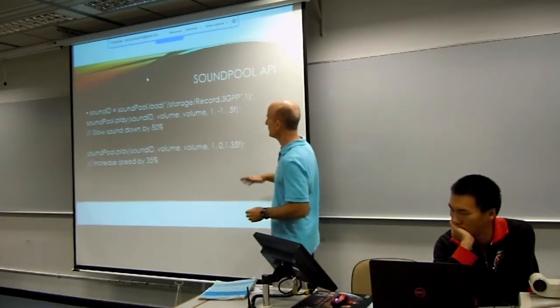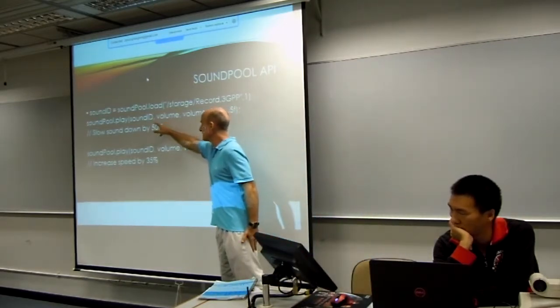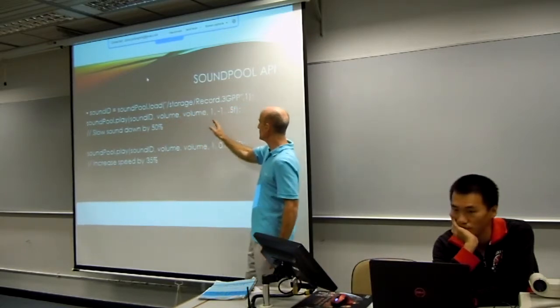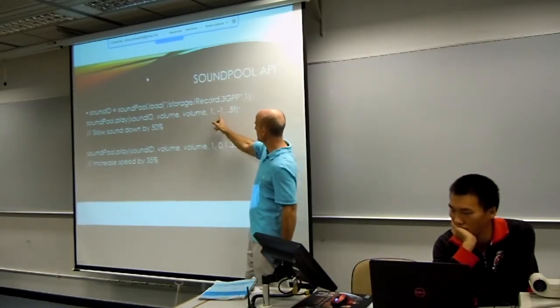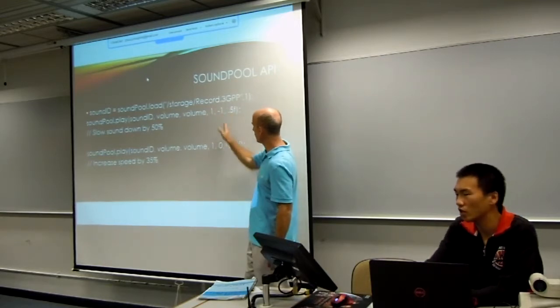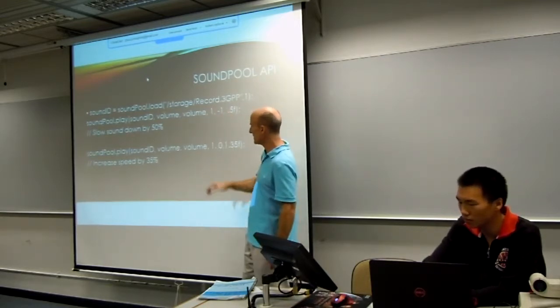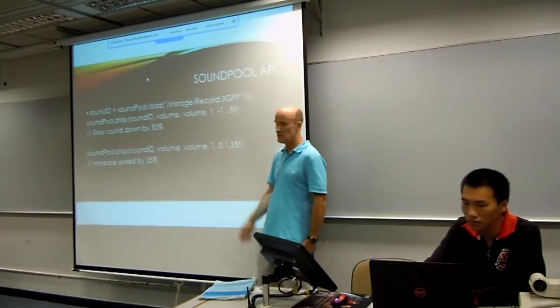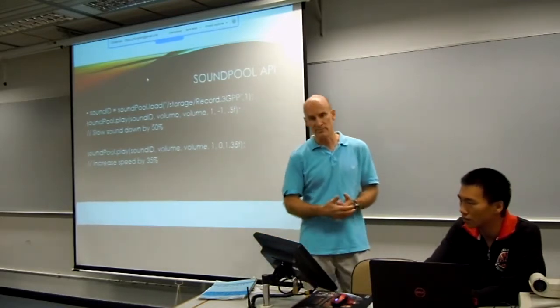We have an example of the code here where we have a sound ID, and then we have a different volume for the left and right channel, and then a priority, and then we have the 0.5, which means we're going to slow it down by 50%. Here's an example where we increase by 1.35 or 35%.